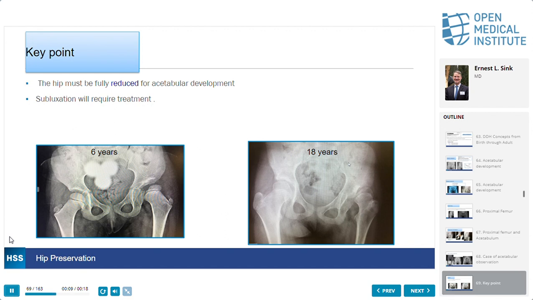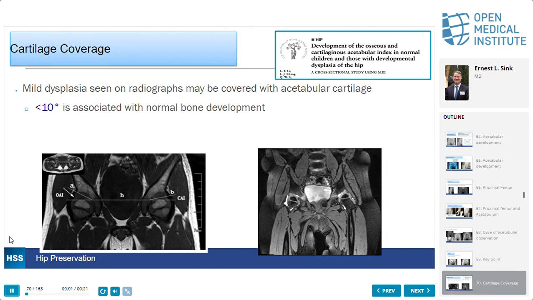So here's a patient at 6 years of age, was left for follow-up for some reason, and this is what they show up as at 18 years. So you could have intervened before then. The other thing is that hip might have normalized too, so you have to watch them.